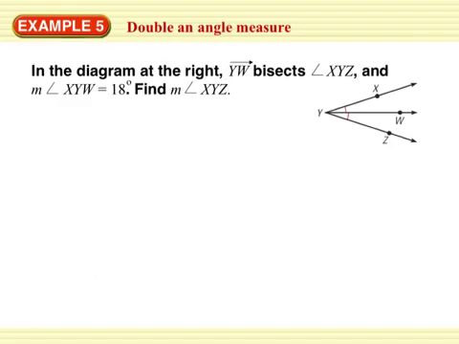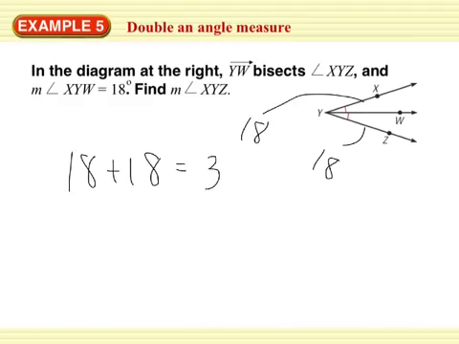Okay, let's do one together. In the diagram at the right, YW bisects angle XYZ. The measure of angle XYW, this angle right here, is 18. Find the measure of XYZ. Well, if that one's 18, you also know that this one is 18. 18 plus 18 is 36 degrees.